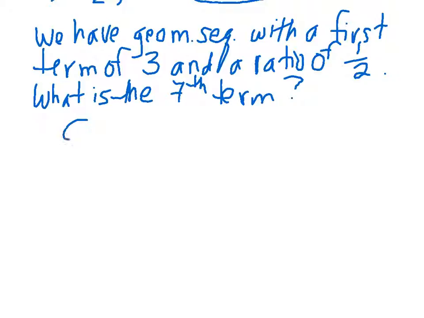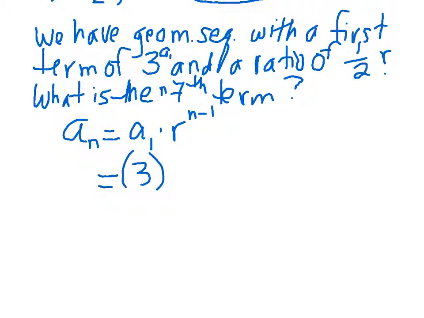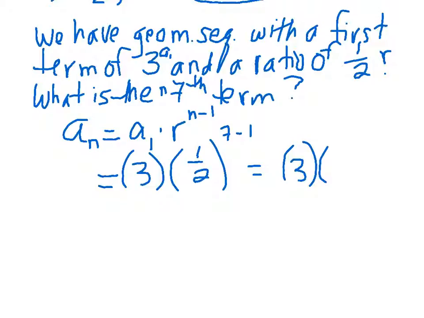My formula has disappeared. Always start with your formula. Times r to the n minus 1. We have a geometric sequence with a first term of 3, so that's our a sub 1, and a ratio of 1/2, so that's our r. What is the 7th term? So 7 is our n. So now we can plug things in. A sub n is 3 times our ratio of 1/2, and the 1/2 is going to be raised to the 7 minus 1 power, which is 3 times 1/2, 7 minus 1 is 6.